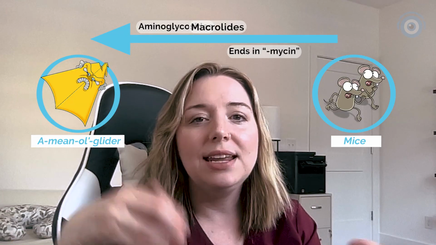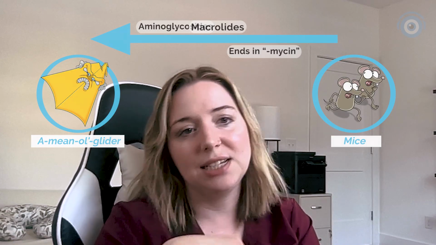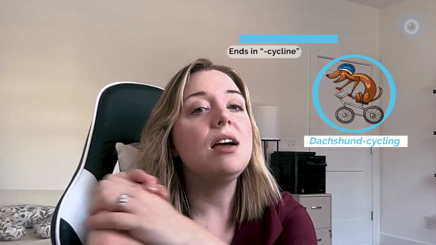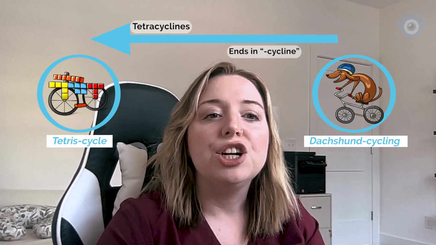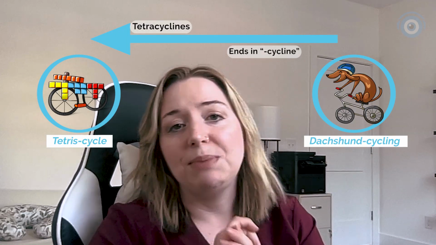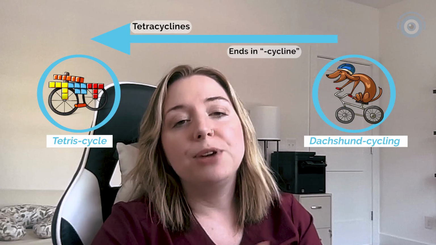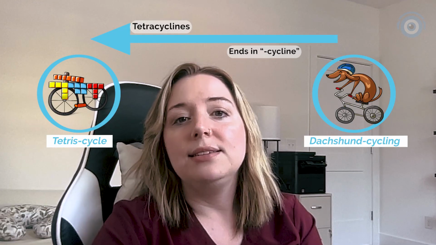Let's start with mycin. The mycin antibiotic class is aminoglycoside or macrolide. They inhibit protein synthesis in bacteria. Next, we've got cycline. Antibiotics ending in cycline are tetracyclines that interfere with protein synthesis and are used to treat a wide range of bacterial infections. A brand name cycline antibiotic is Tetrasin.